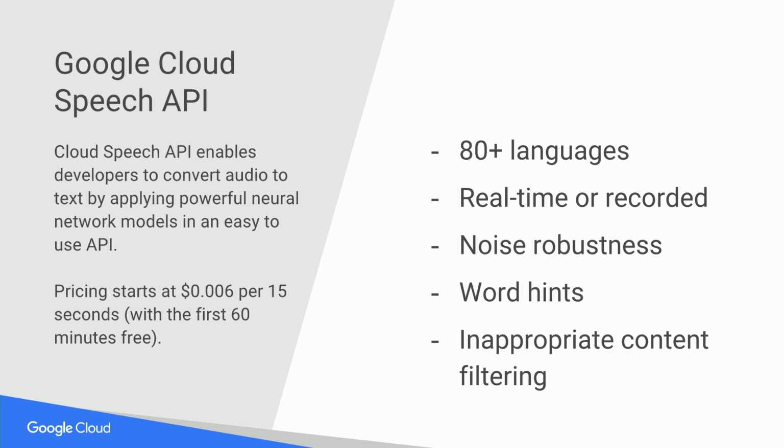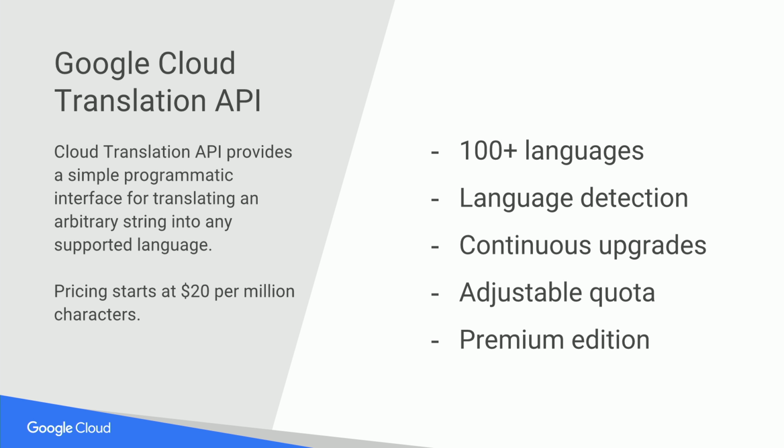And like the Vision API, it can actually identify inappropriate content and filter that out. Pricing for the Google Cloud Speech API is 0.6 cents per 15 seconds, with the first 60 minutes being free. The Google Cloud Translation API can work with 100 different languages. As I noted in the example that I gave in the customer success application, it can do automatic language detection.